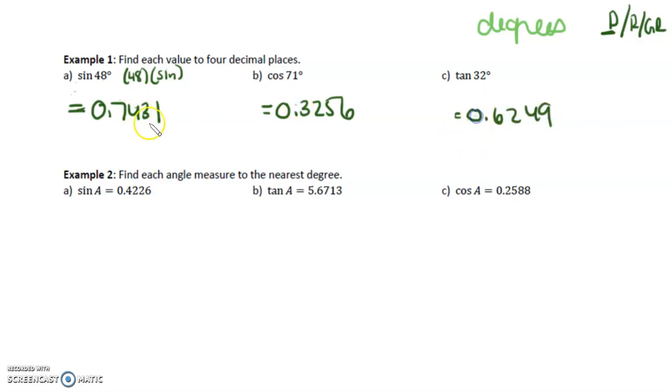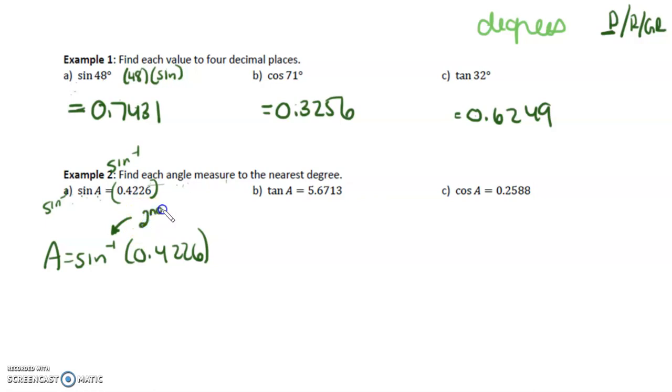Okay, so we tried one of each of these as an example. Now, find each angle measured to the nearest degree. So we have sine A equals 0.4226. Here's the thing. We're looking for A, so how can we reverse sine? We need to do something called sine inverse. So we're going to get A equals sine inverse 0.4226. Just like referenced in the box above, you either have to press second or shift and then press sine, and you should get 25 degrees.